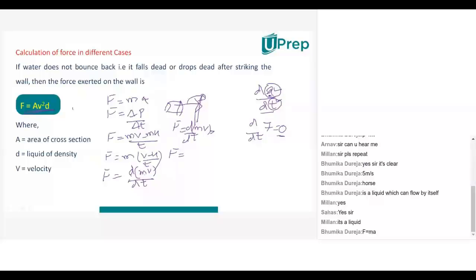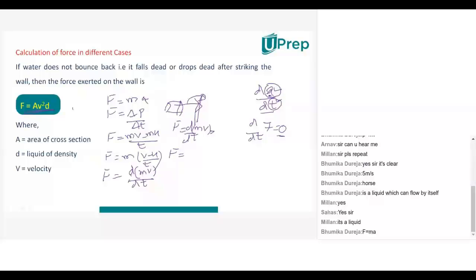That means either the change in velocity will be there or the change in mass will be there, or both can change. Isn't it? But while deriving Newton's second law of motion, we can observe that m is written as a constant value. But in this particular case, tell me, what is the mass of the fluid which is striking the wall? Can we write it directly, Arnav? Calculate the mass and tell me.